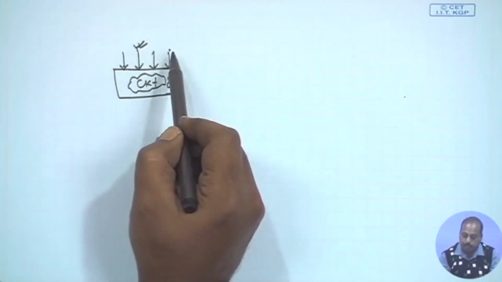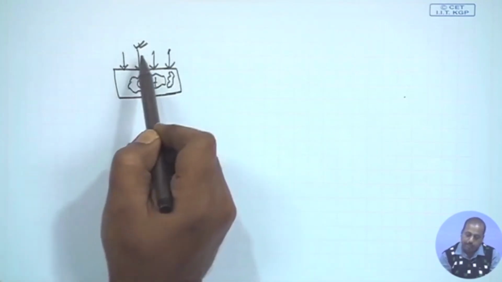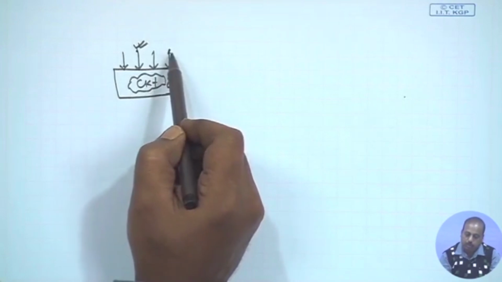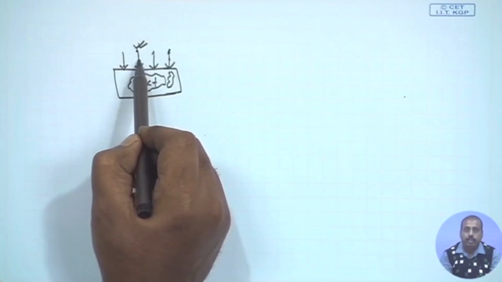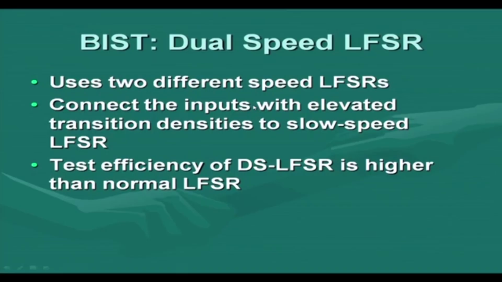So from the power angle, I will be happy if my test patterns do not change this input much, but change this other input more. I am ready to have more toggles on this line, but fewer toggles on that line, where the switching is high. So in this dual-speed LFSR, we have two LFSRs. The inputs that have elevated transition density, that is, they affect a larger number of gates in the circuit, will be connected to the slow-speed LFSR. That slow-speed LFSR means per unit time.